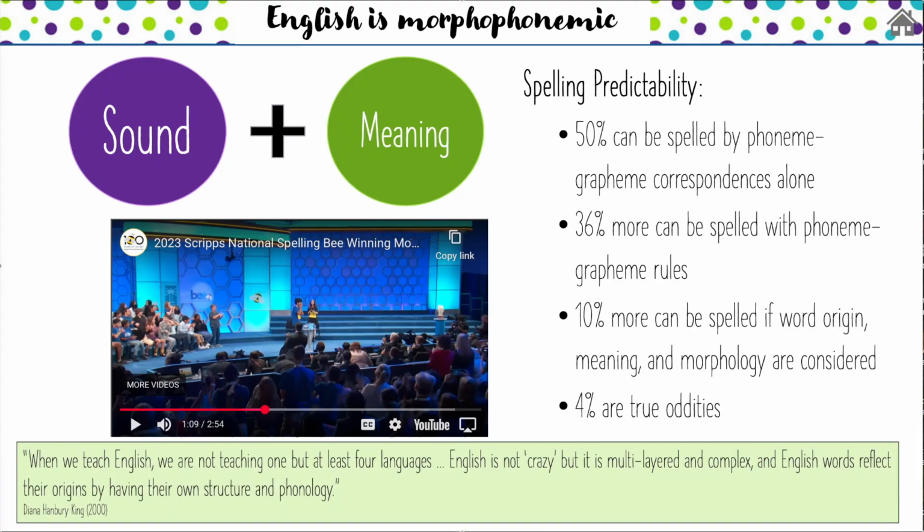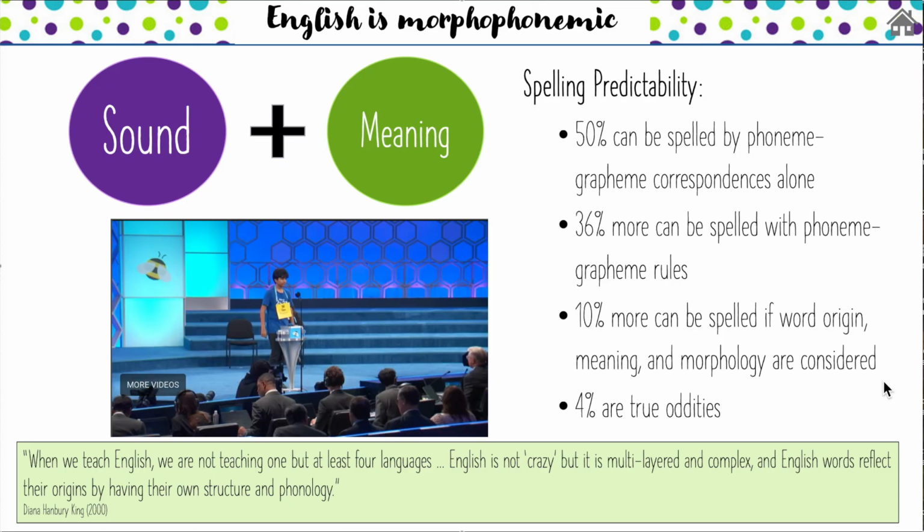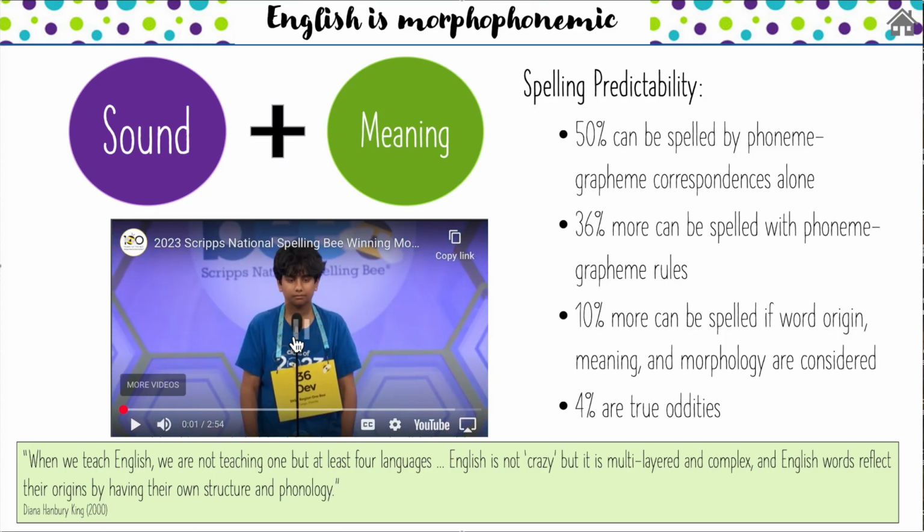Now, we need to remember from the previous slides that we're not teaching just one language, English. We're actually teaching the influence of at least 4. It's multi-layered, it may be complex, but we do have a structure and a phonology that goes with it, and that can be understood by our elementary school students.